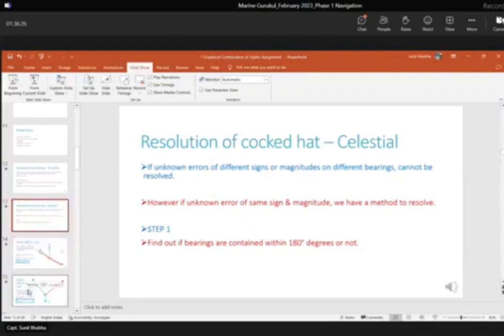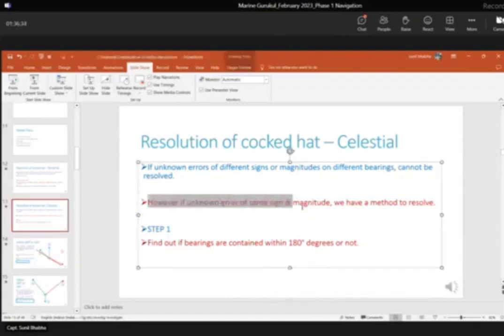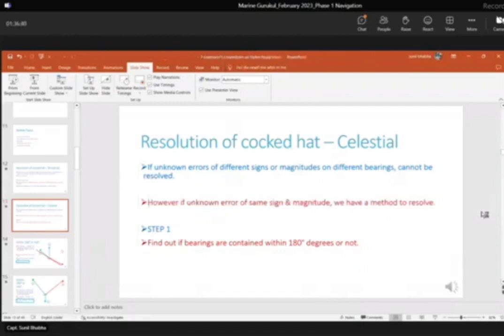सर ये if unknown error, इसमें error क्या होता है सर? If unknown errors of different signs और magnitude वाला? Okay बेटा, so इसका meaning क्या है? If unknown error is of the same sign and magnitude, we have the cocked hat method resolving.